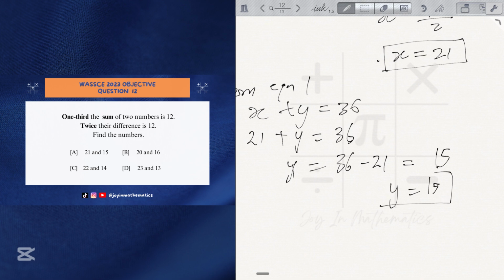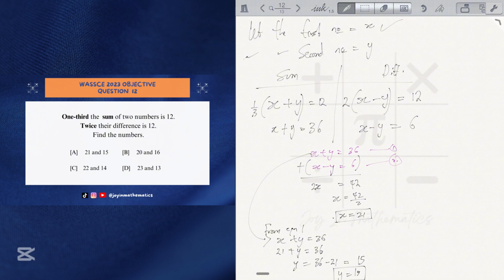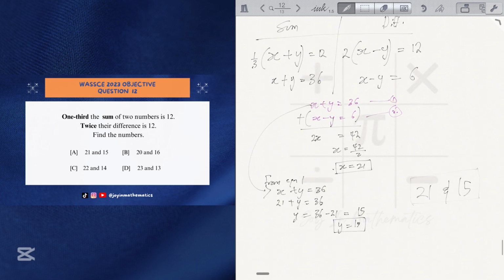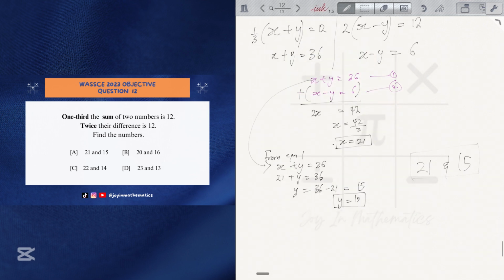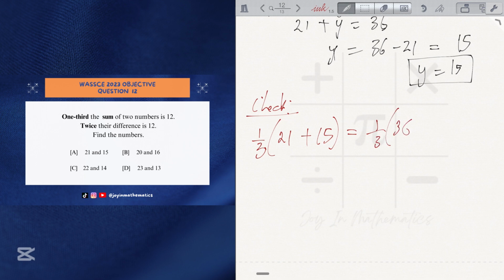So now we have the two numbers, x and y. We have x is equal to 21 and y is equal to 15. So these are the two numbers. Now let's check to confirm that what we did is correct. The first line of the question says 1/3 of the sum of the two numbers. That means 1/3 of 21 plus 15 should be equal to 12. So 21 plus 15 is equal to 36, and 1/3 of 36 is equal to 12.